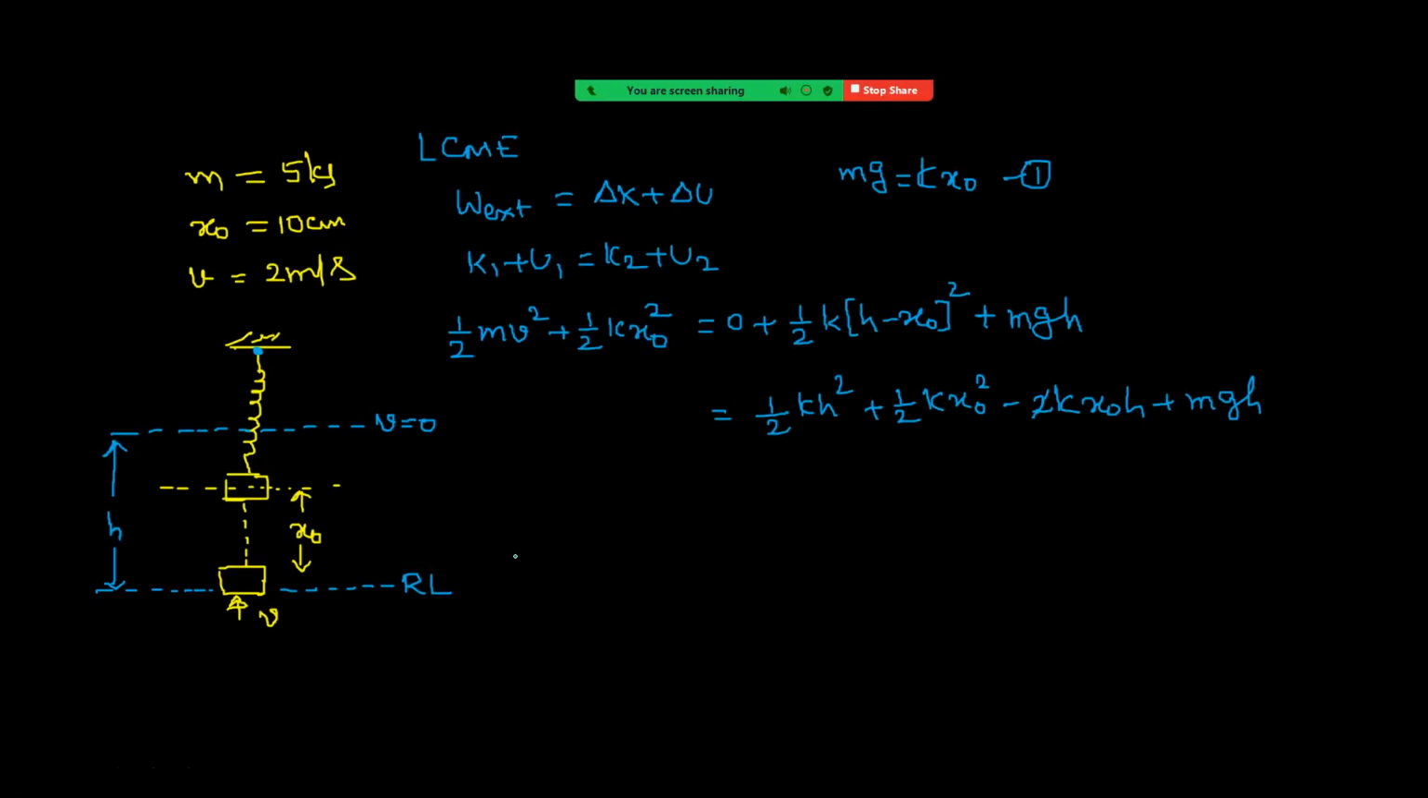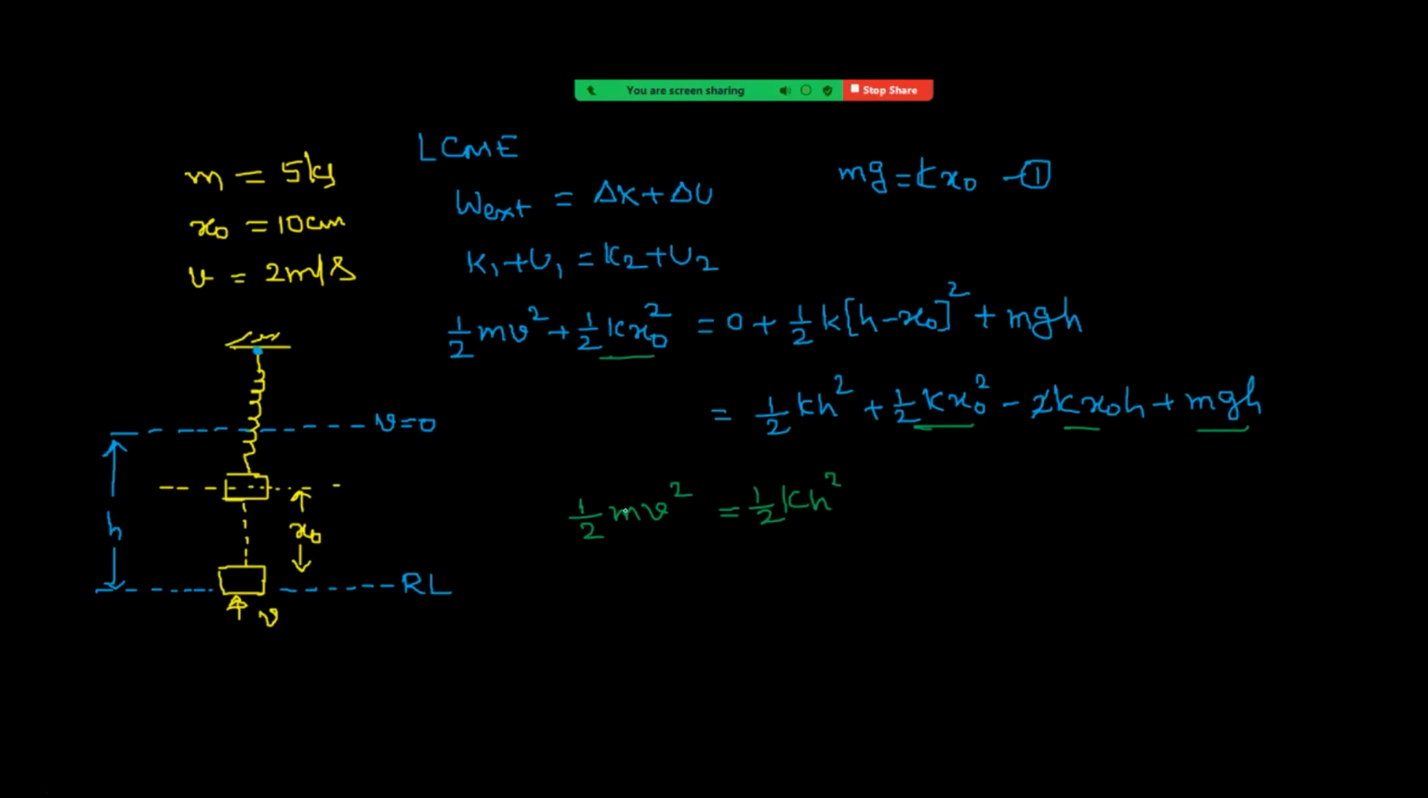I can cancel both sides, half k x naught square, that's cancelled. Next, we can see one more, k x naught equal to mg, in the place of k x naught, mg. So mgh, these two are now cancelled. And this is already cancelled. Remaining is now half m v square, that is equal to half k h square.